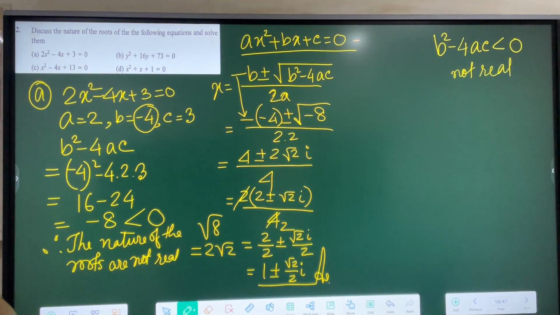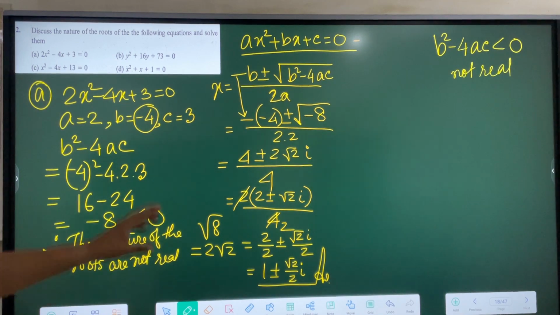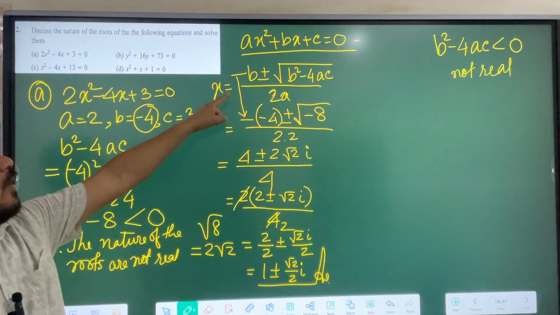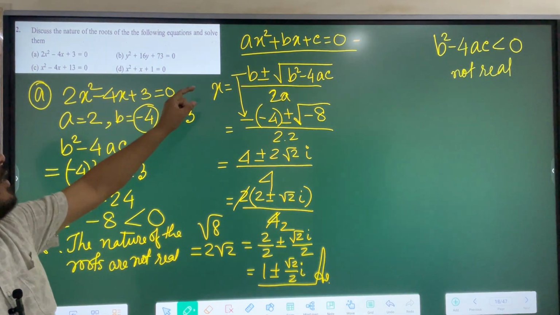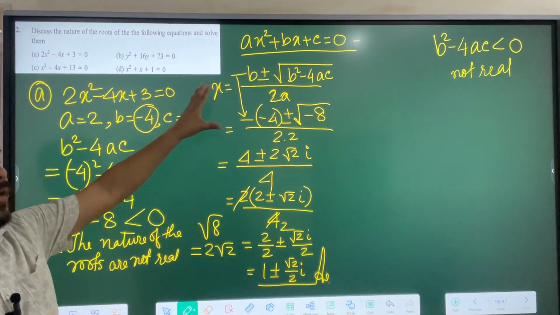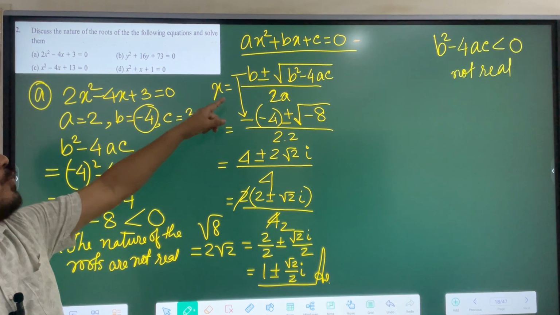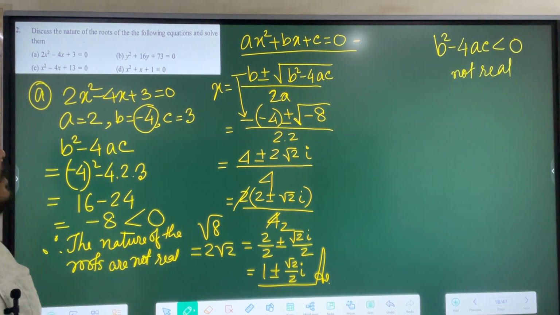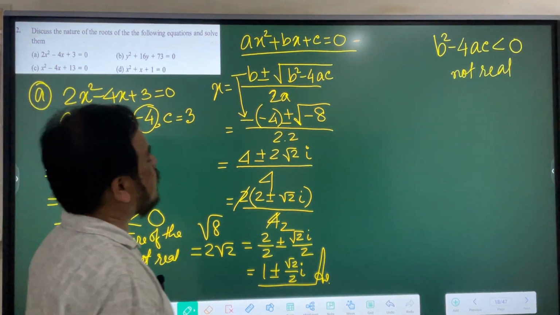Number 1 finished. So I hope you understand. Just remember the formula. Whenever you do this type of sum, each and every time, please write the formula. Then it will go to your brain permanently. Otherwise, if you directly do the sum, the formula cannot be recalled. Okay, next.